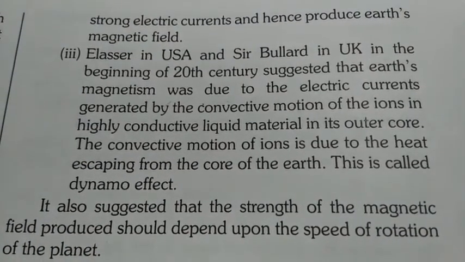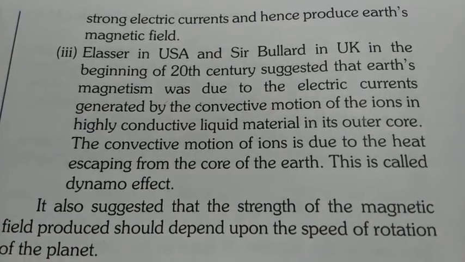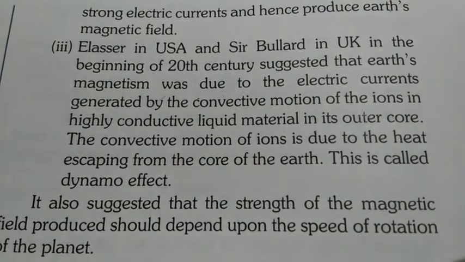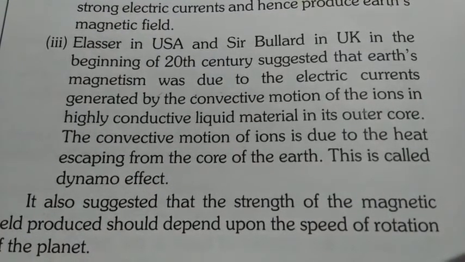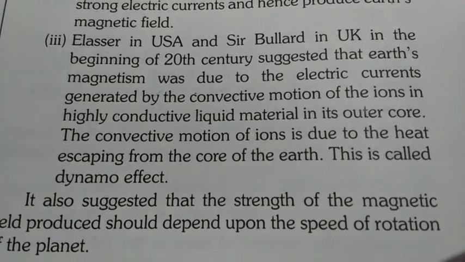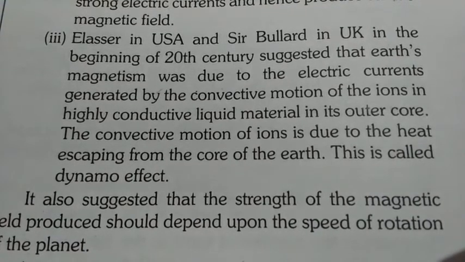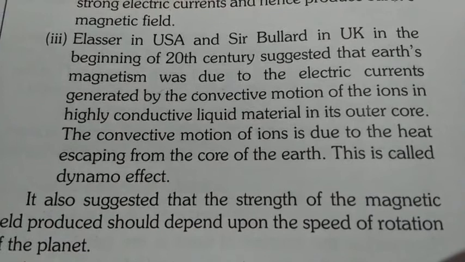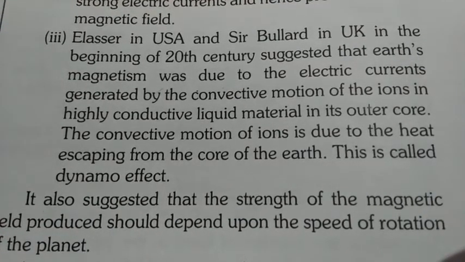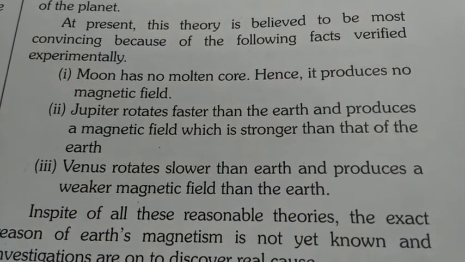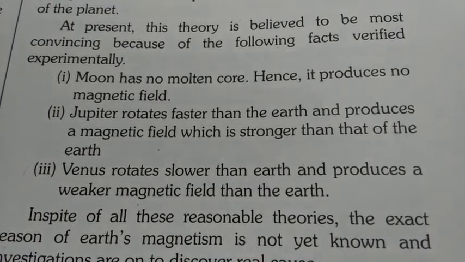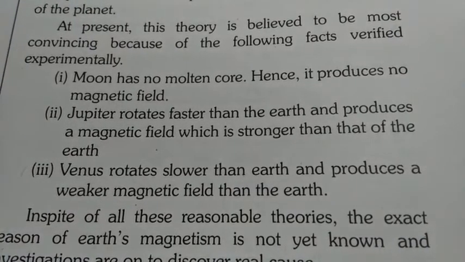So these are the three reasons given by physicists explaining the cause of Earth's magnetism. Out of them, this third one, in which we are saying that in outer core metals are present in liquid state, and that's why current is present there, and that's why the magnetic field. This reason is accepted mostly in the whole world. And why is this theory most accepted? Because moon has no molten core, hence it produces no magnetic field.